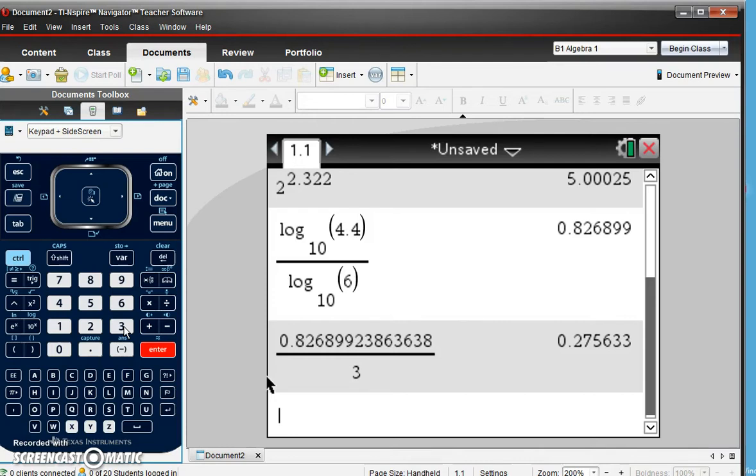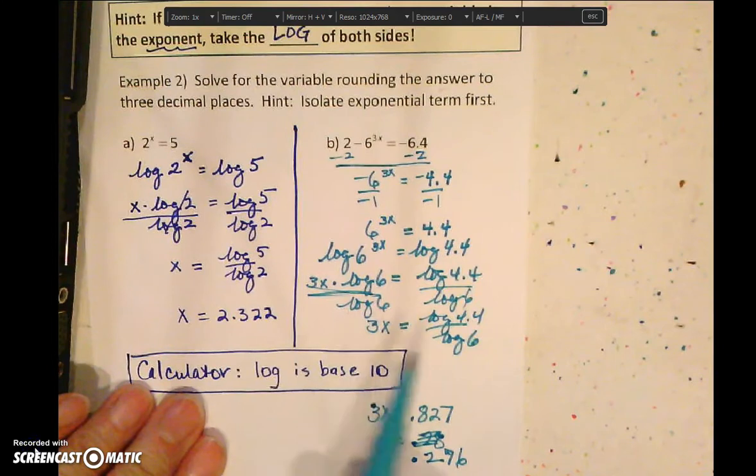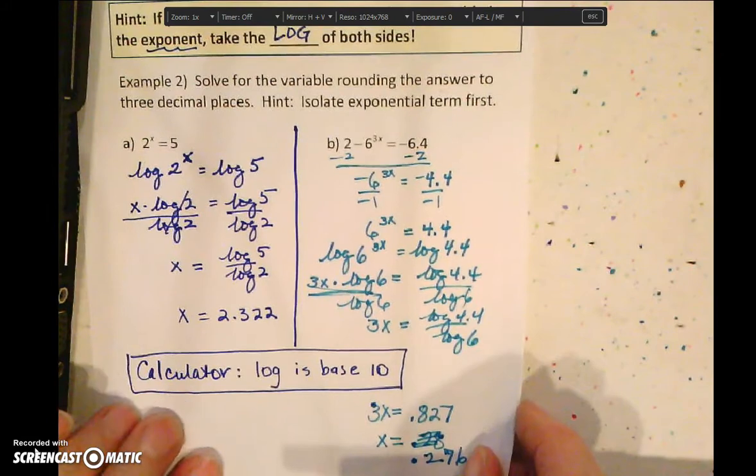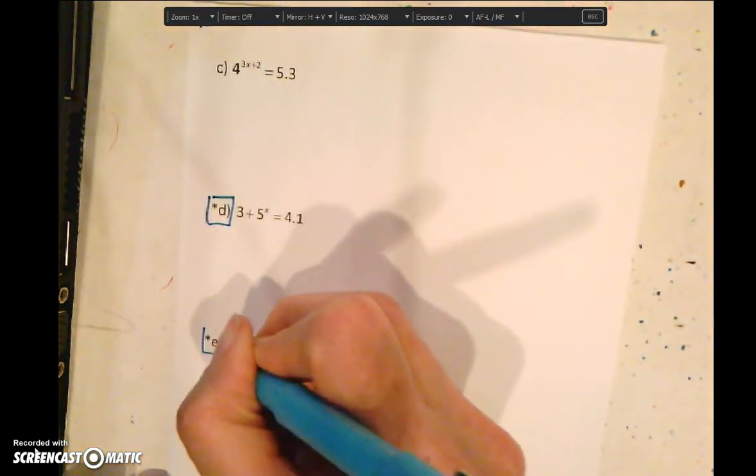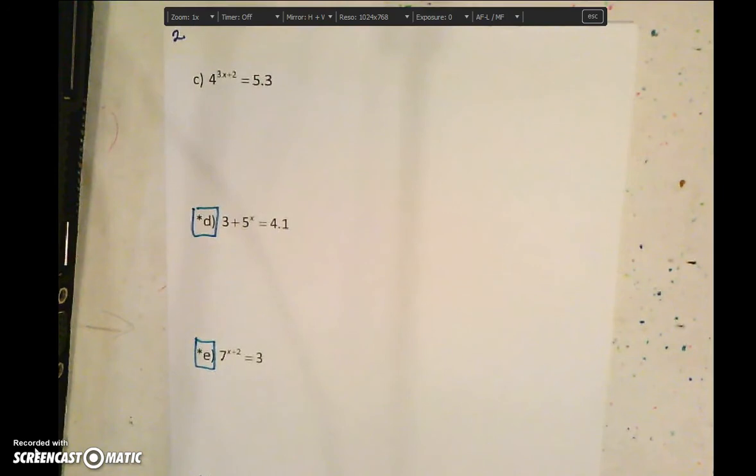It needs to round up. Oh, if I round it to 3 decimal places, that's wrong. If I round it to 3 decimal places, it's going to be 0.276 for our answer. All right, so here I have it written: 3x is equal to 0.827. Divide both sides by 3, and I get x is equal to 0.276. All right, so at this point, why don't you come over and work D and E and then pick back up on the next video.